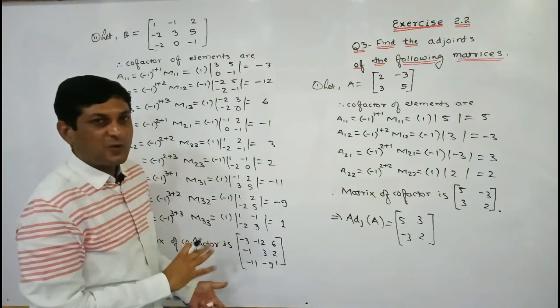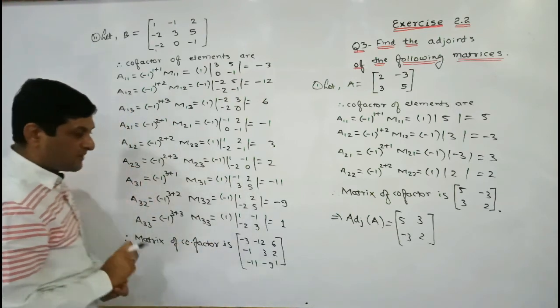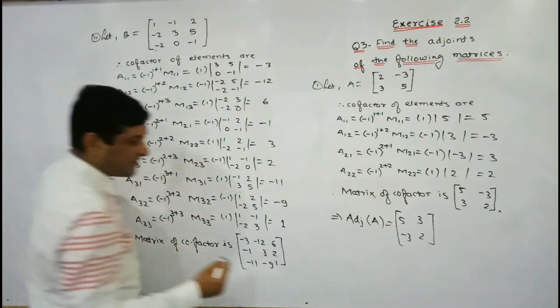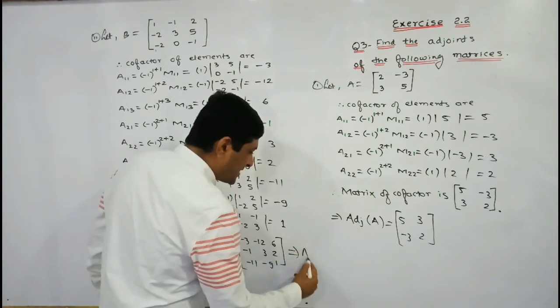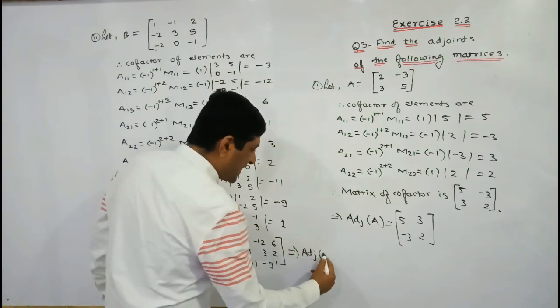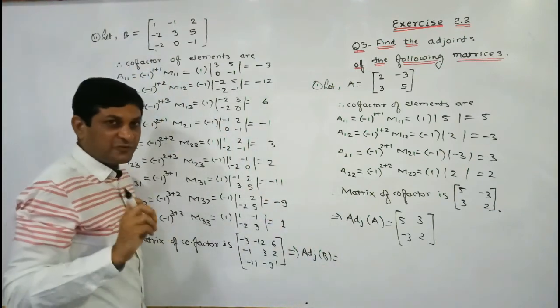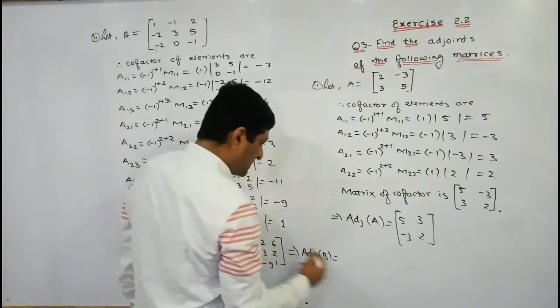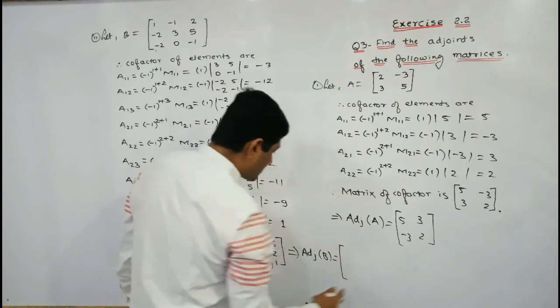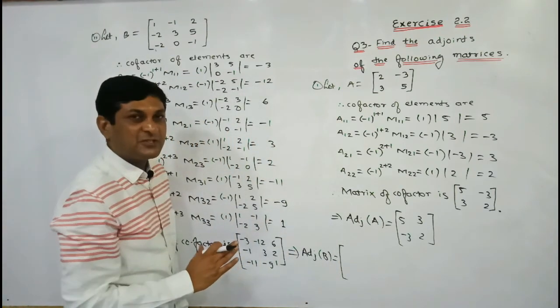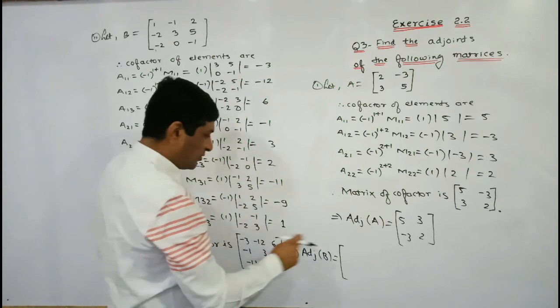So in this way we have got the matrix of cofactor. Now take its transpose to find out adjoint. So this implies that adjoint of matrix B will be equal to, because matrix we have denoted by B, and to find out adjoint of a matrix, we simply take the transpose of this matrix. Means while finding transpose we are converting row into column.